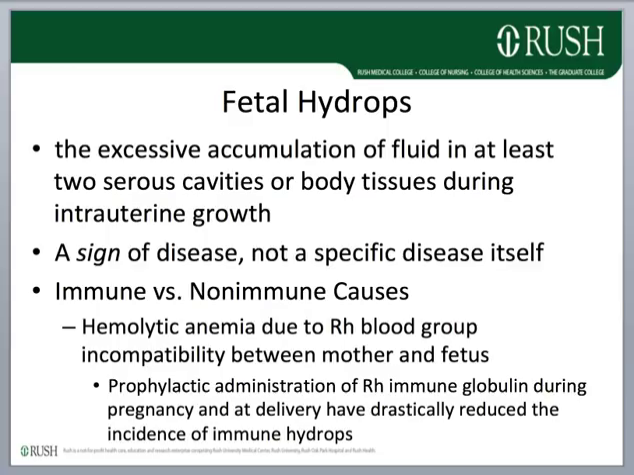Prophylactic administration of Rh immune globulin during pregnancy and at delivery has drastically reduced the incidence of immune hydrops. So causes of non-immune hydrops have emerged as the main causes of fetal hydrops now.